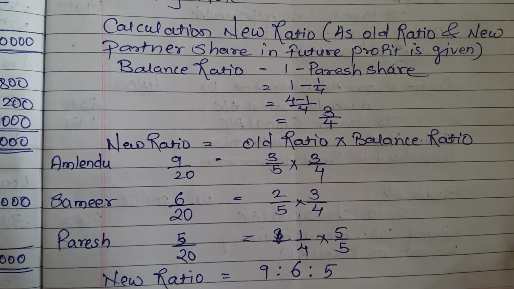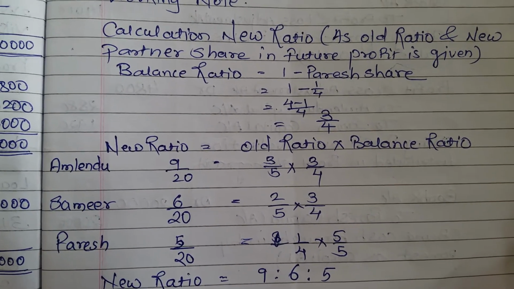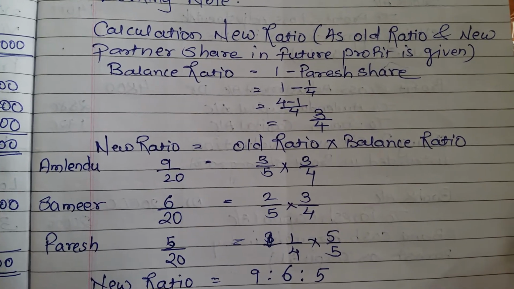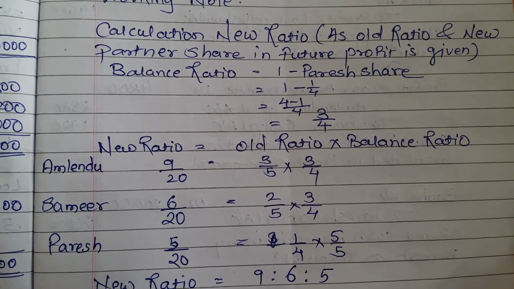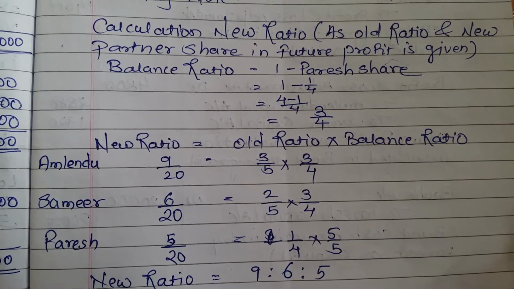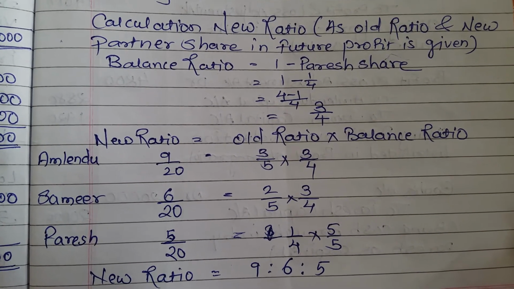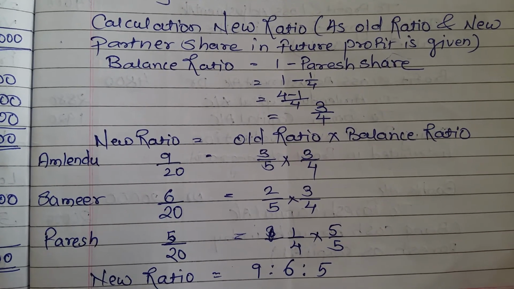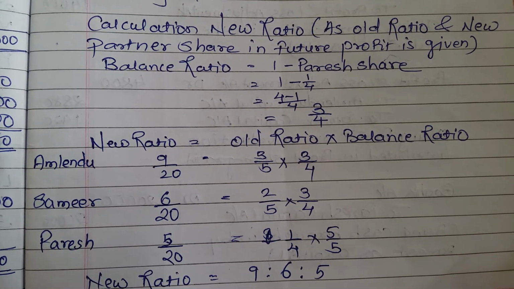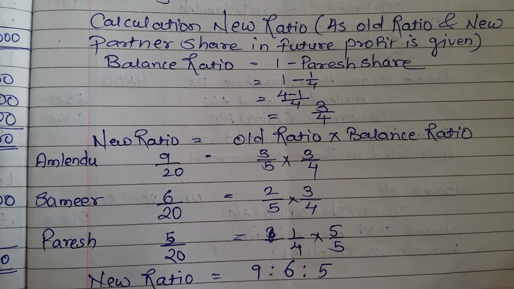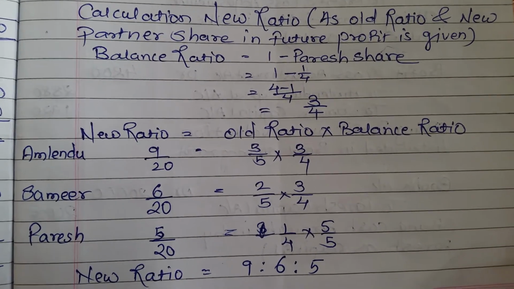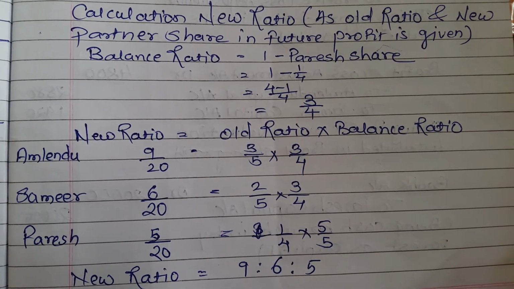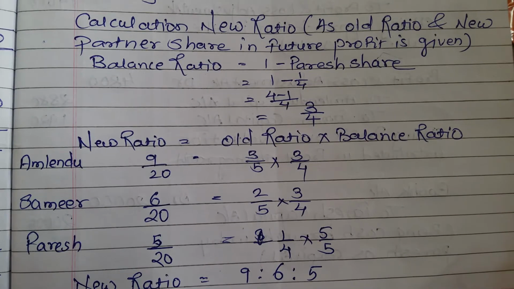So students, we will start with the solving of the problem. Before that, do just one thing: keep your textbook open in front of you so that you will understand the solution very quickly. As per our steps, first we have to calculate the ratio and the goodwill. As the goodwill amount of rupees 16,000 is given in the question, there is no need to calculate it, but the ratio you have to calculate. As the old ratio and the new partner's share in future profit are given, we have to calculate the new ratio.